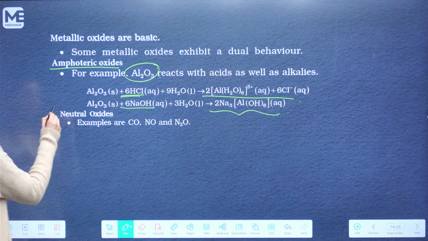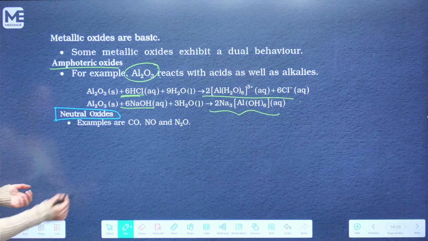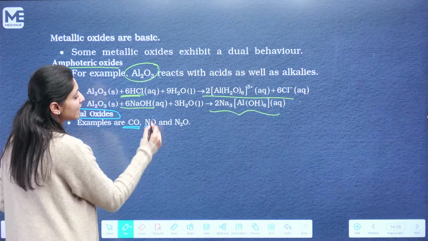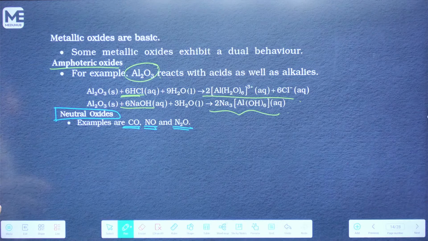Apart from these, the fourth category is neutral oxides, which react with neither acids nor bases. So that's carbon monoxide, nitric oxide and nitrous oxide: CO, NO and N2O. So these are the oxides.